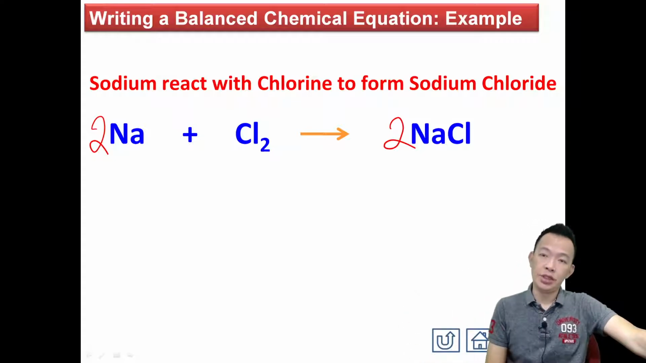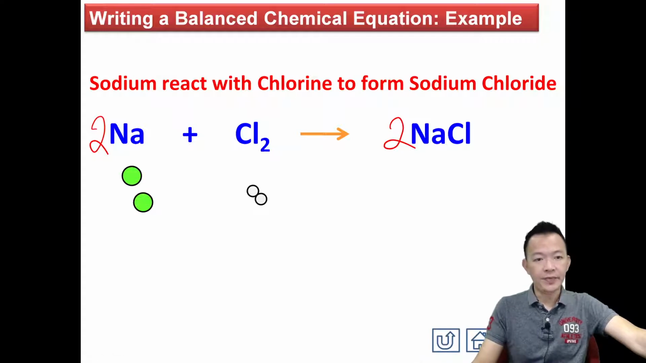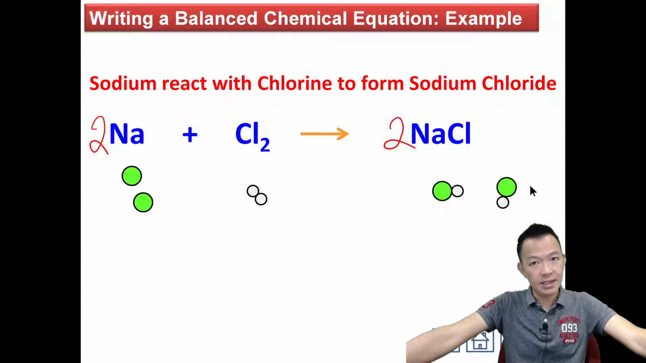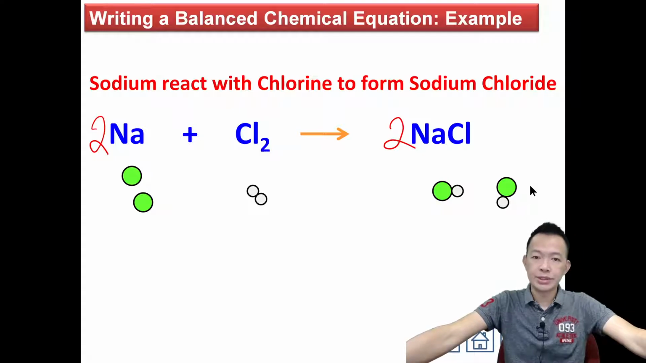它已经平均了。Why? I show you the diagram. You know why? 你就知道为什么了。2 sodium atoms react with 1 chlorine molecule. Finally become 2 sodium chloride. 变成2个的 sodium chloride. Now understand? Balance 呢？东西没有加也没有减，它还是平均着。Okay.